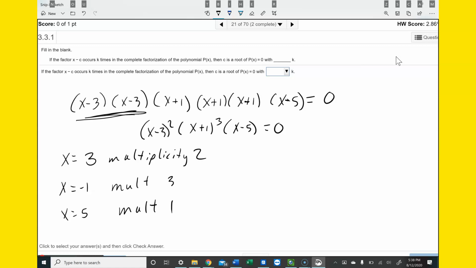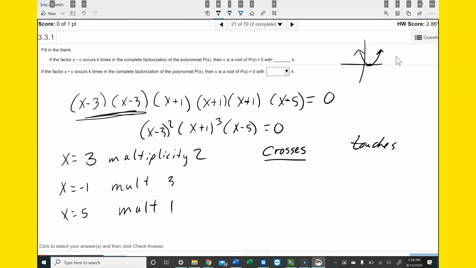And the multiplicity tells you something about what happens to the graph at that root. A root or a 0 is where the graph does something with the x-axis. It either crosses or it touches. When I say touches, I mean it hits it but doesn't cross it. It touches it and then goes the other way, or some people say it bounces right there.